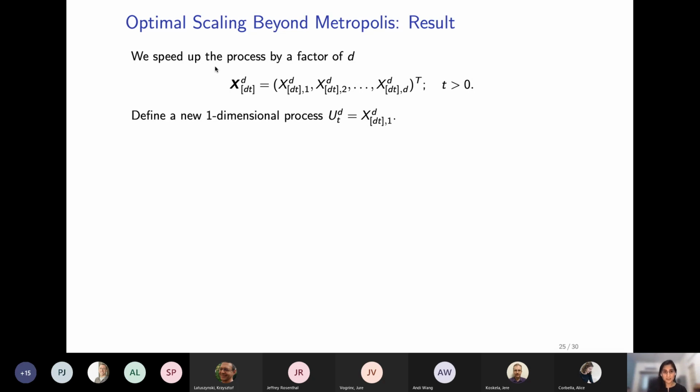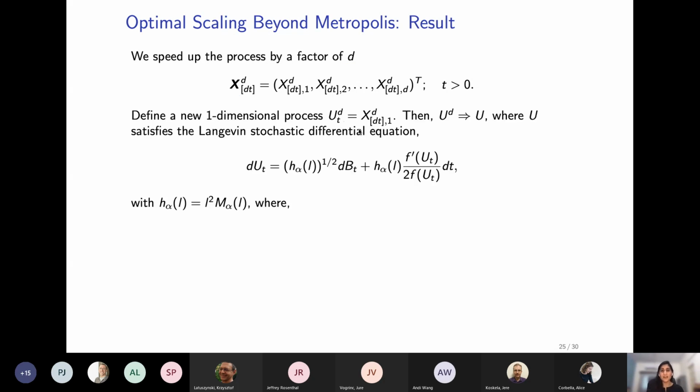So we speed up the process by a factor of d. And so this is the process sped up by a factor of d. And we just look at the first component, the one-dimensional process that is just the first component. Okay. So this process U_d weakly converges to U. We show this, where U satisfies the Langevin stochastic differential equation as displayed below.